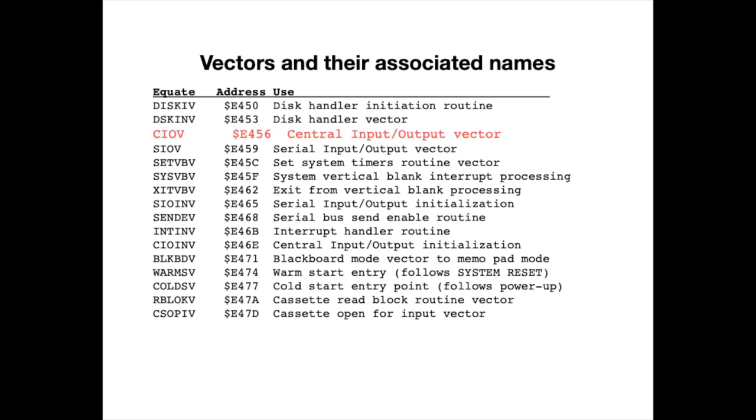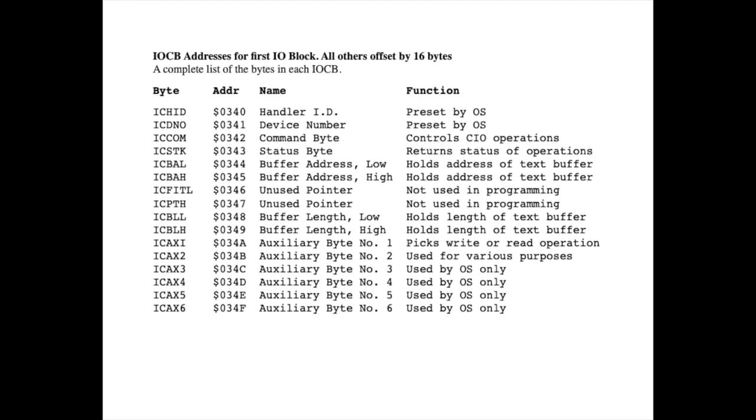The vector that we're going to use in today's example is the CIOV, the Central Input-Output Vector. We're going to be using this vector to output information, text, to the screen. So the next thing we need to talk about is the IOCB, or the Input-Output Control Block. This is a section of memory that we're going to set up as programmers to tell the Atari which device we want to use and what information is to be passed.